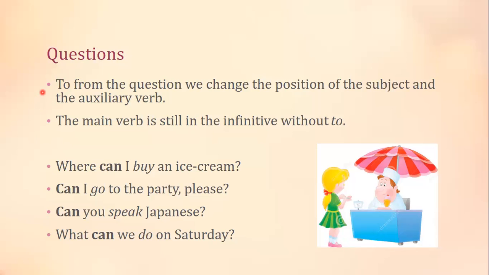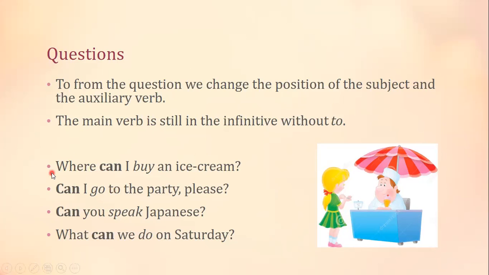Lo que vamos a hacer para formar las preguntas, ¿verdad? Más que todo las preguntas cerradas, es que vamos a cambiar la posición del sujeto y del auxiliar, en este caso el can. De igual manera, el verbo siempre va a ir en su forma infinitiva, es decir, sin el to. So you can see, we have these examples. Son preguntas abiertas. Voy a iniciar con la WH primero, luego auxiliar, sujeto, verbo y complemento. Si son preguntas cerradas, inicio con auxiliar, sujeto, verbo y complemento.